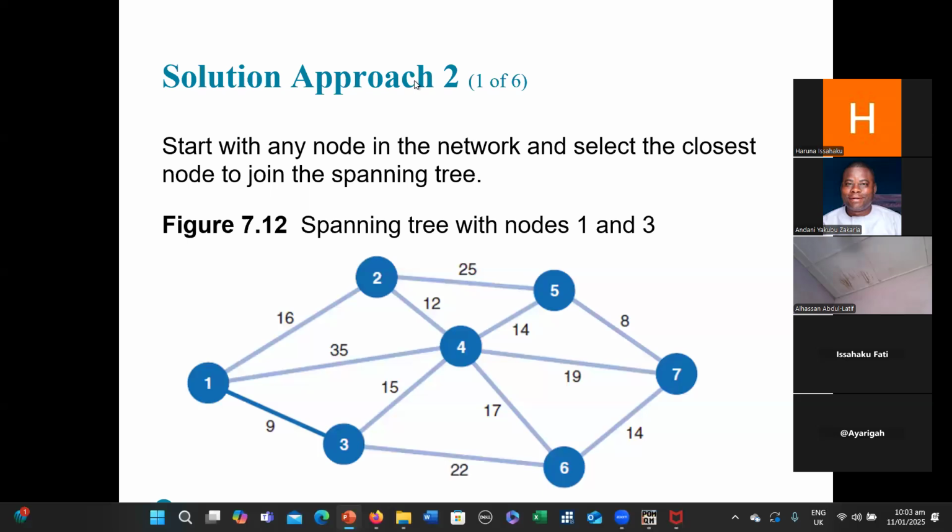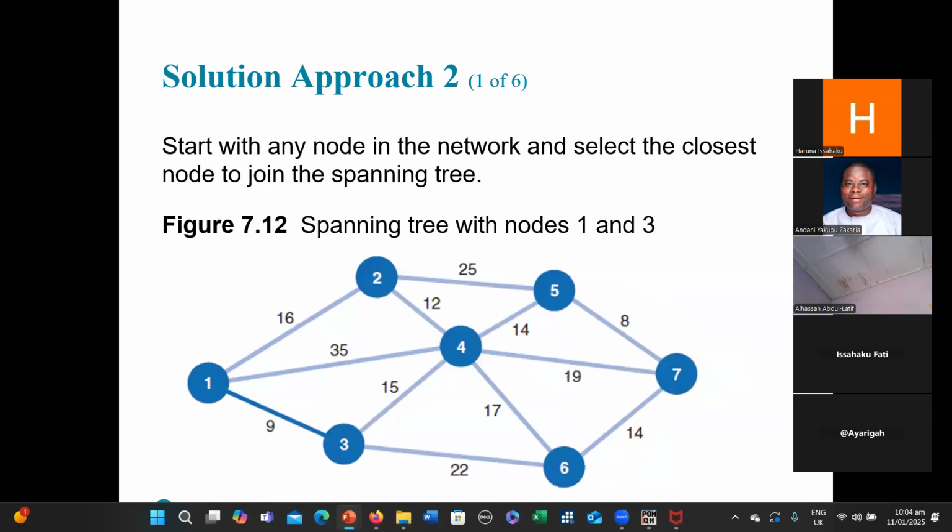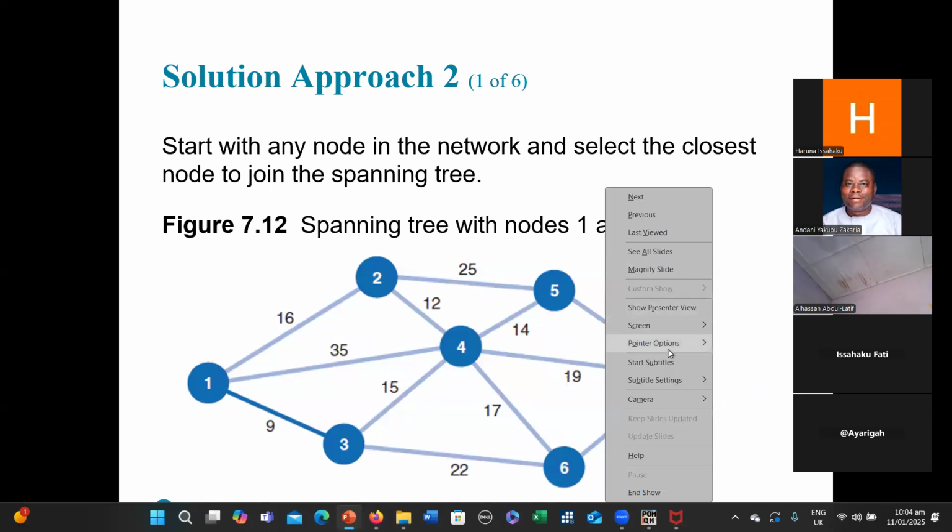So how do we solve the problem? You can start with any node within the network. It will not change the solution. So start with any node in the network and select the closest node to join the spanning tree. For the sake of this class, we will start from, say, node 1.